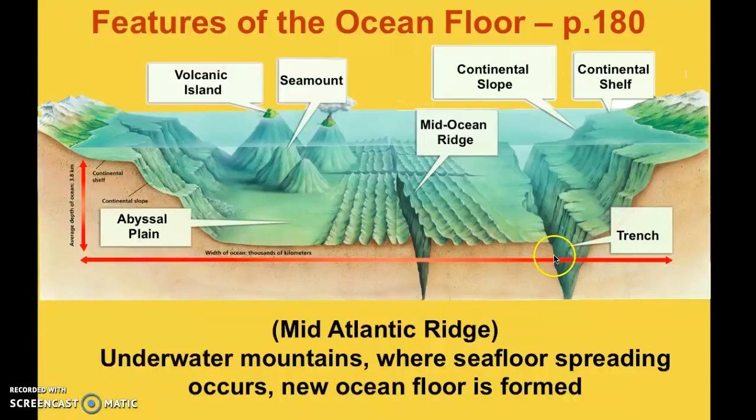And then trenches, we were looking at those earlier. So a trench is just going to be a really low valley kind of area on the ocean floor. So mid-Atlantic ridge, you're going to have underwater mountains, and that's where seafloor spreading occurs.